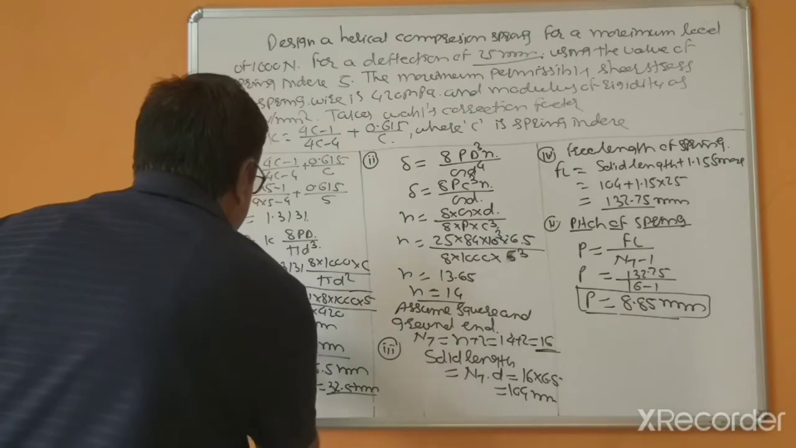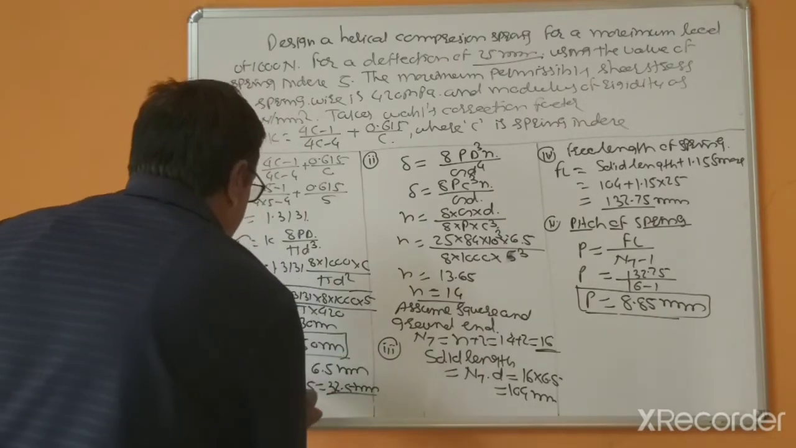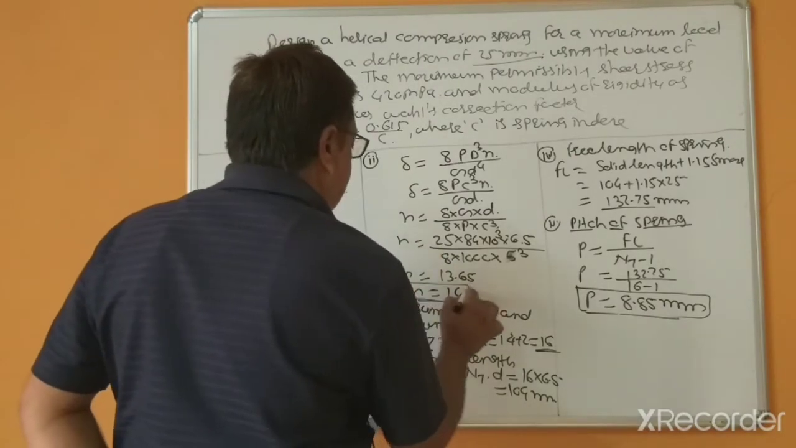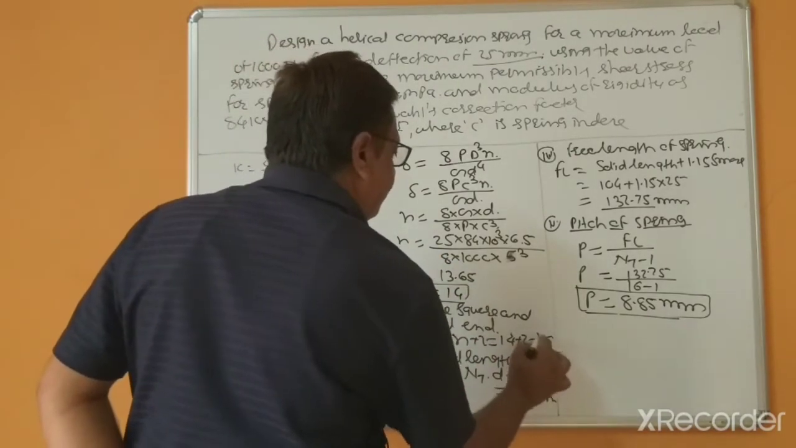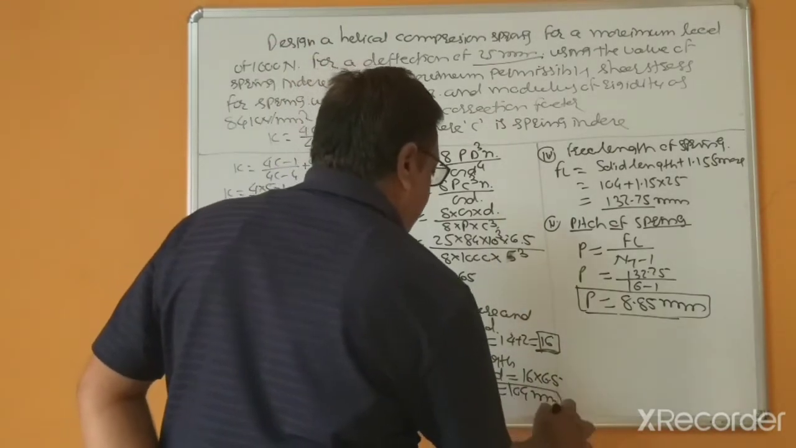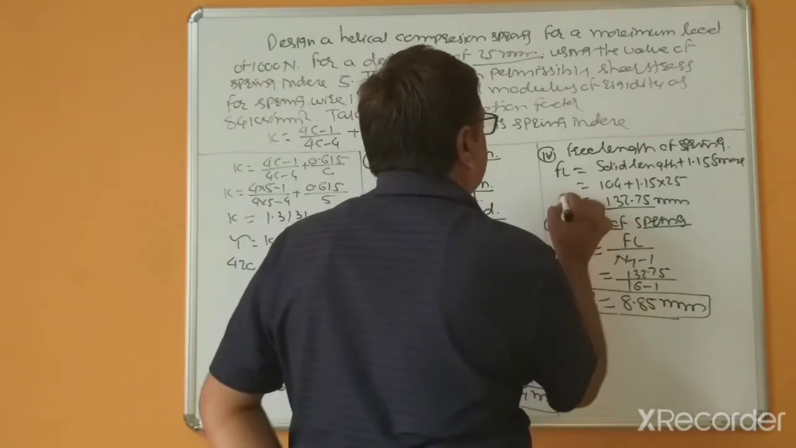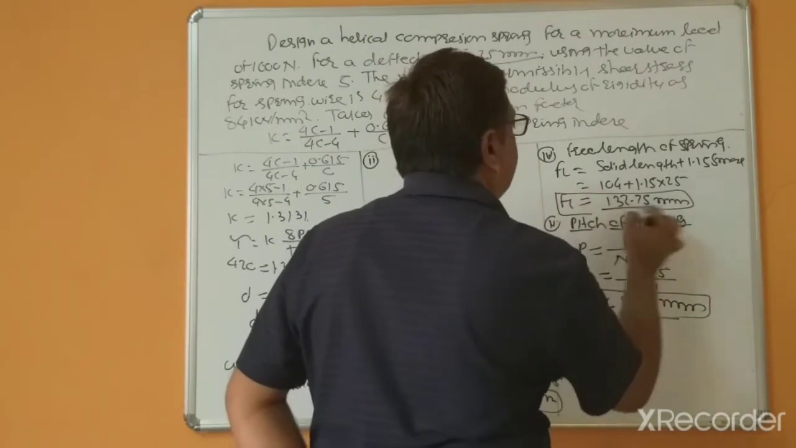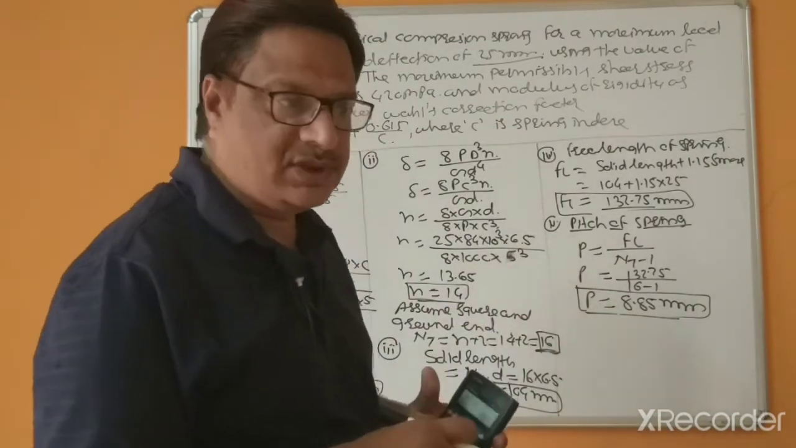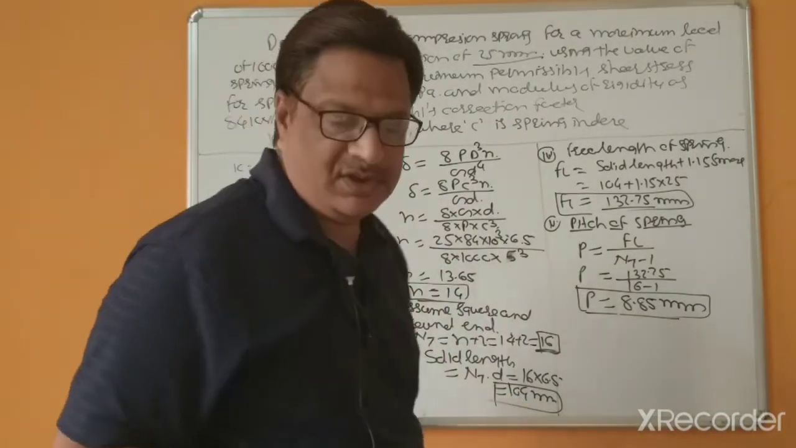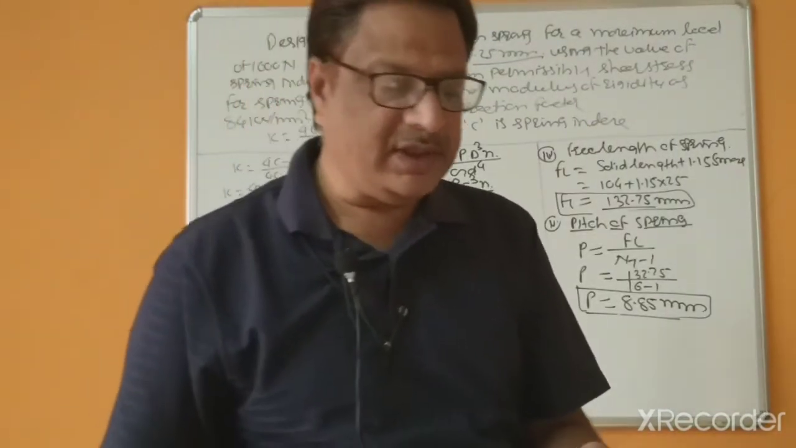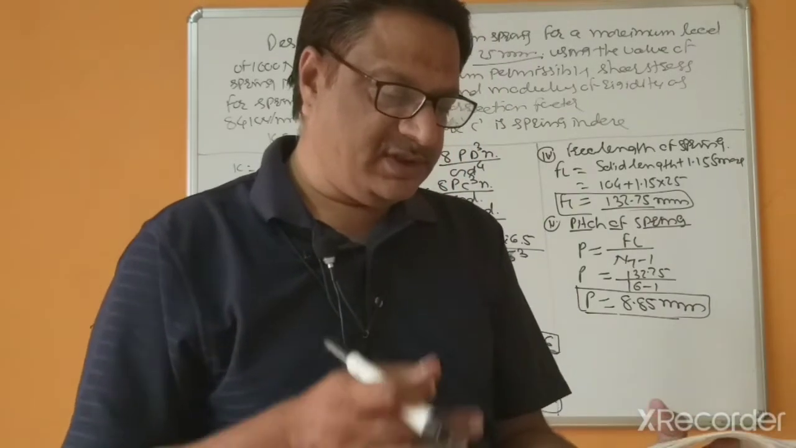So what are the important dimensions? D is 6.5 and D is 32.5, number of active turns 14, number of total turns 16, solid length 104, free length equal to 132.75, and this is the pitch of the coils. So this is the complete solution of this spring. Now you can better understand how we can design helical compression springs.